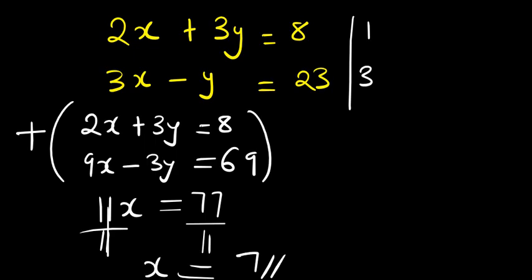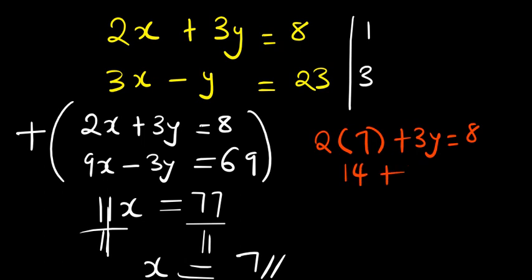It will be very easy for us to find the value of y. So we can just replace in any of the equations. So I can go for which one? The first one. So for the first one, I've got 2x, we found that x is 7, plus 3y is equal to 8. 2 multiplied by 7, that is 14, plus 3y is equal to 8.